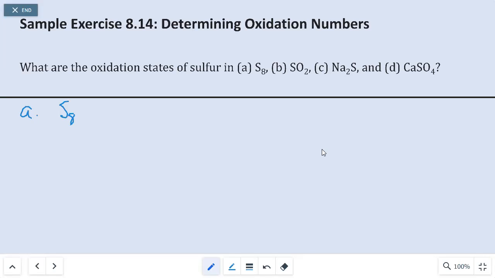Mathematically, we could work it this way. 8 times the sulfur is equal to the overall charge of 0. 0 divided by 8 is still 0. Sulfur has no charge. Again, anytime we have an element by itself, even if it's in a molecule, so long as the only element there is sulfur in this case, they're all going to be zeros. So all 8 of those sulfurs have no charge.